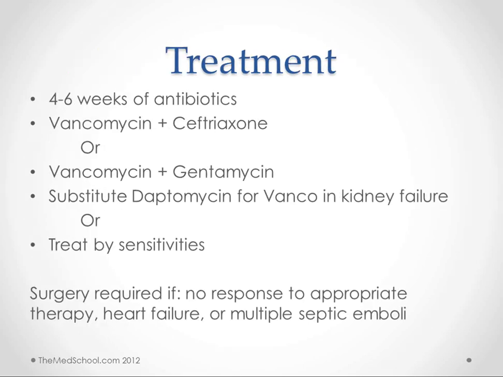So we mentioned that it was important to know if this was endocarditis or not. So we have a positive blood culture, and we're trying to know if this is endocarditis or just a blood infection. And that makes a difference in how long we're going to treat it. So if we do meet the Duke criteria, then we're going to do 4 to 6 weeks of antibiotics. If we don't know what the organism is, we're going to do vancomycin plus ceftriaxone or vancomycin plus gentamicin. And if you have a kidney patient, substitute daptomycin for vancomycin.